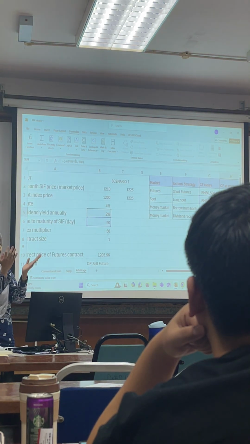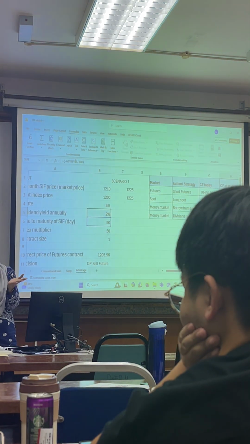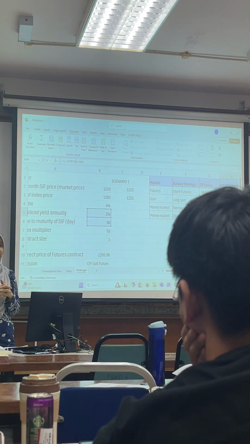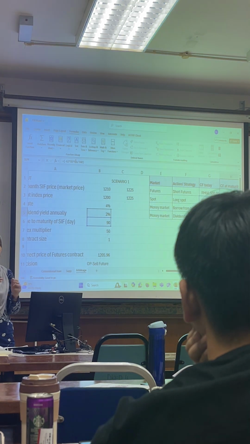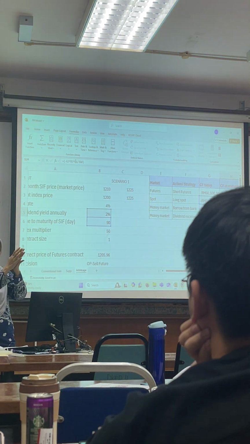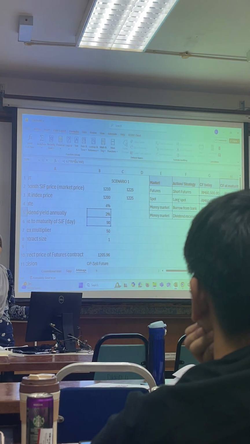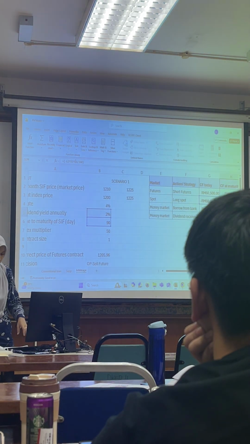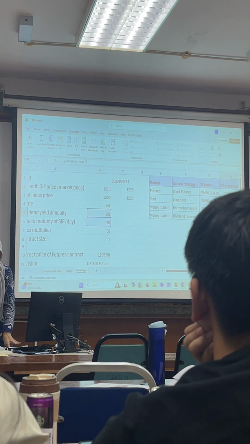So it will only be valid for the 3 months. You didn't hold it until the end, the whole year. That's why you need to understand this concept of time to maturity, which means that you only hold it until maturity for 3 months.